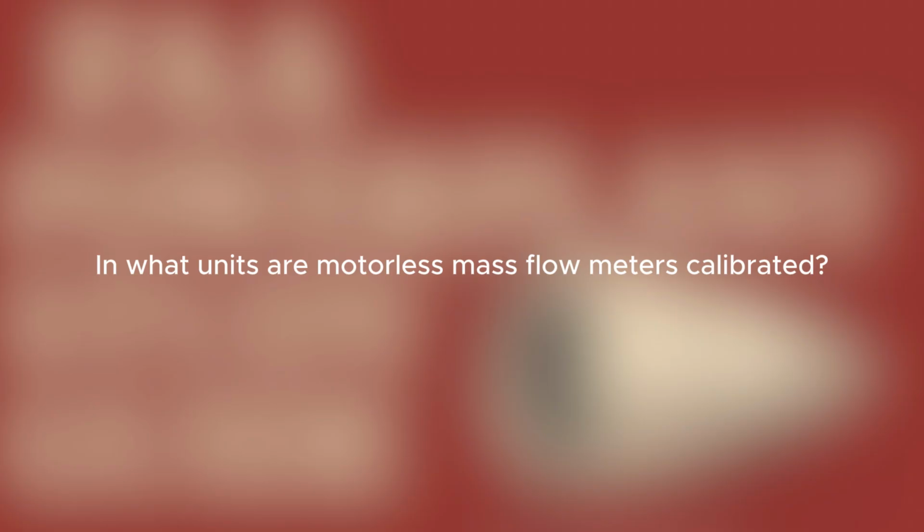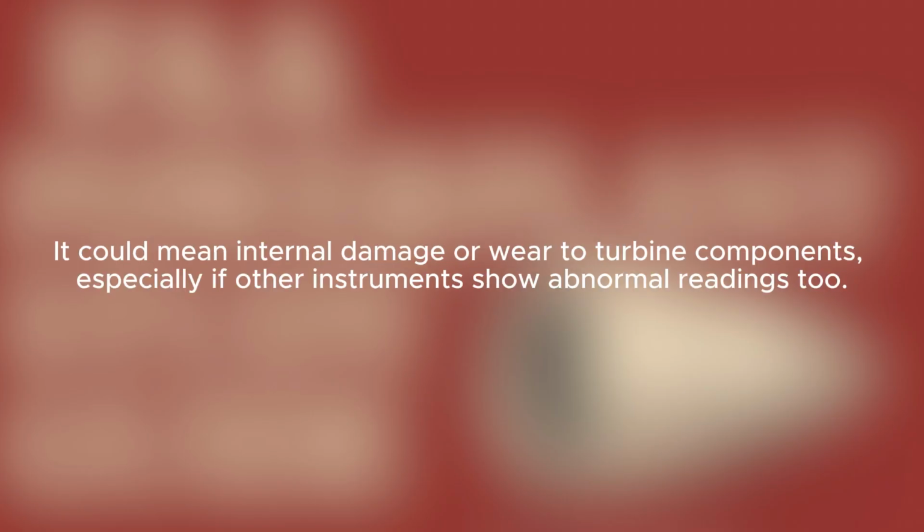In what units are motorless mass flow meters calibrated? They're typically calibrated in pounds of fuel per hour. If a turbine engine always shows unusually high fuel flow, what might that mean? It could mean internal damage or wear to turbine components, especially if other instruments show abnormal readings too.